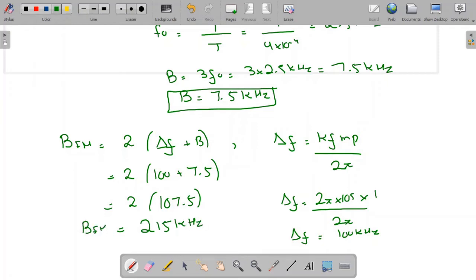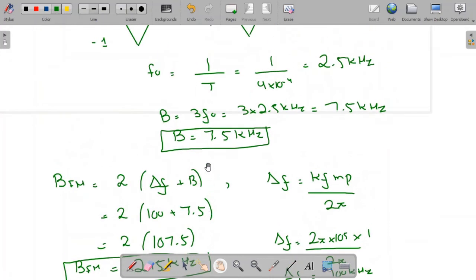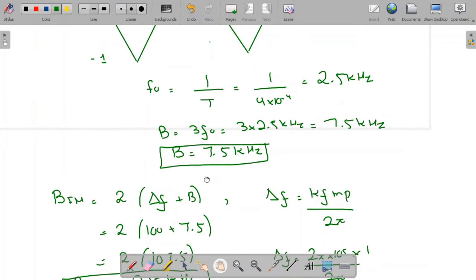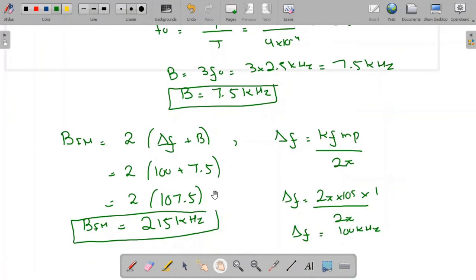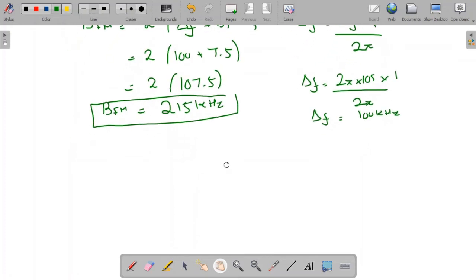In the previous example, if you remember, when there was no time expansion, we got an FM bandwidth of 230 kilohertz. So there is not much effect of the time expansion of the message signal on the FM bandwidth. But let's see the PM bandwidth, that is the phase modulated bandwidth.